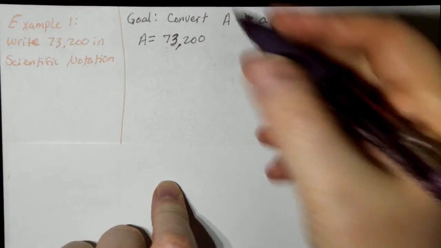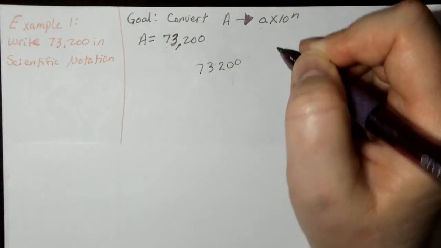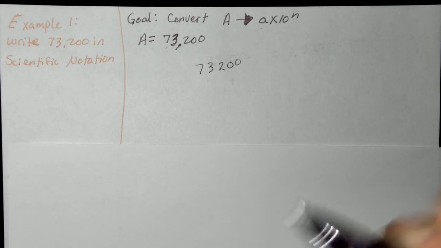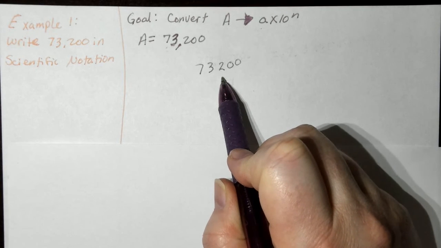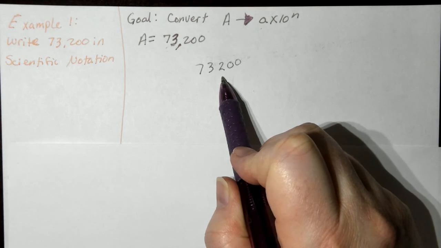So I'm going to write it out with 73,200. And I'm going to look back at my notes, and it says that if A is greater than or equal to 10, and this is a lot greater than 10, people, then I have to move the decimal n places. Decimal? There's no decimal.